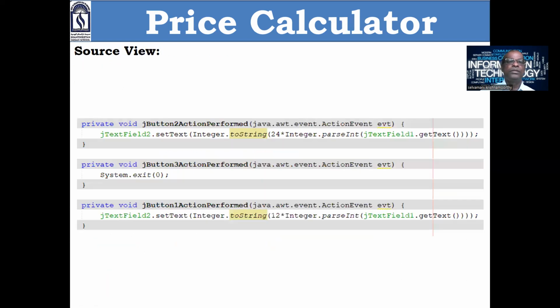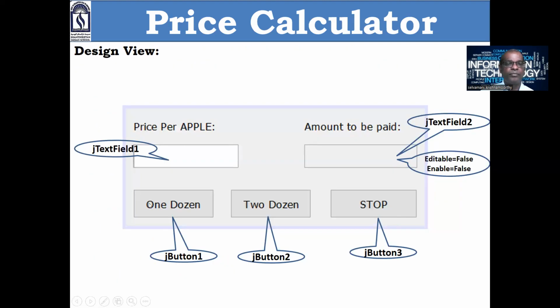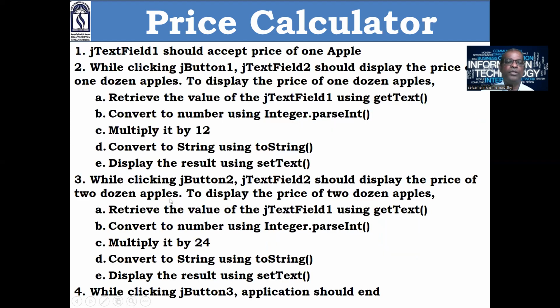Good. So this is the program source code. 3 buttons are there: button 1, button 2, button 3. In button 3, very simple, System.exit(0). Very, very simple. In button 1, that means this button, what are the processes involved? Retrieve the text from JTextField1, convert it into a number, multiply with 12, then convert into a string, and then display it in JTextField2. These are the steps involved.